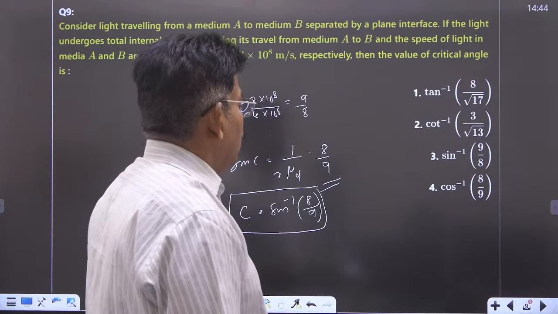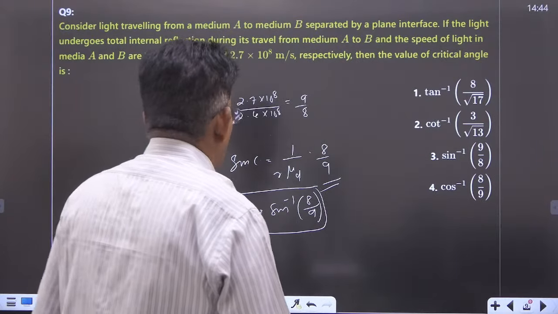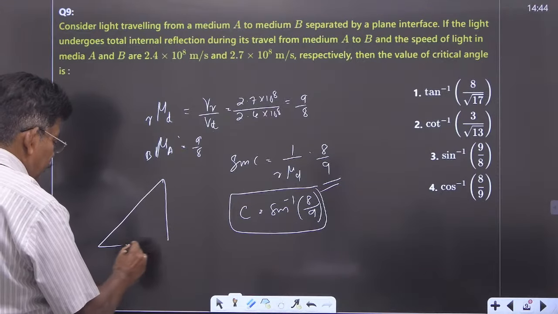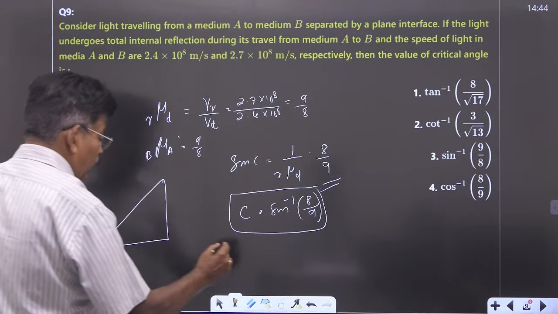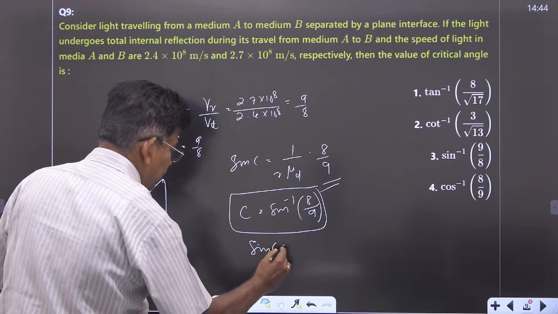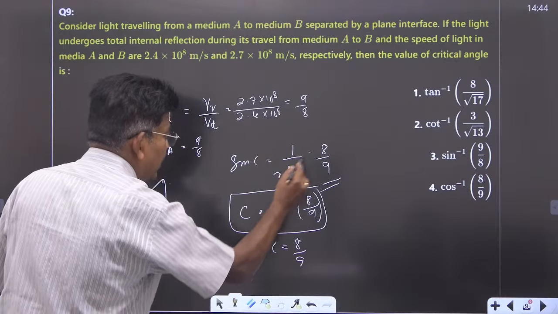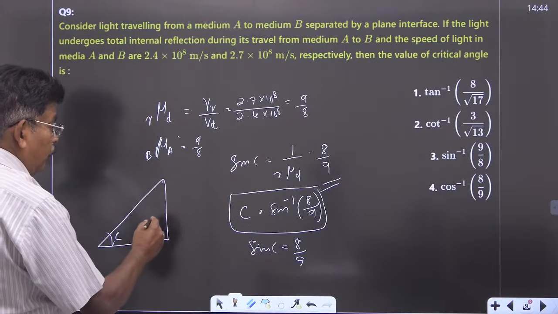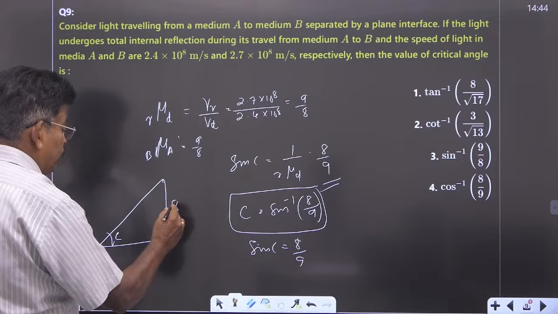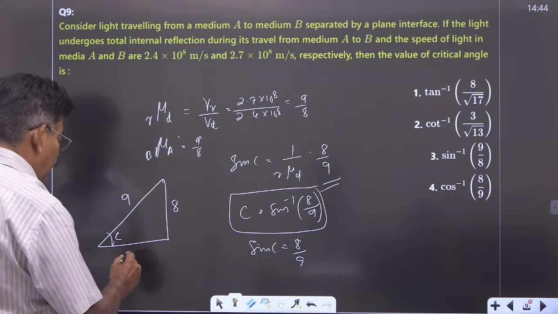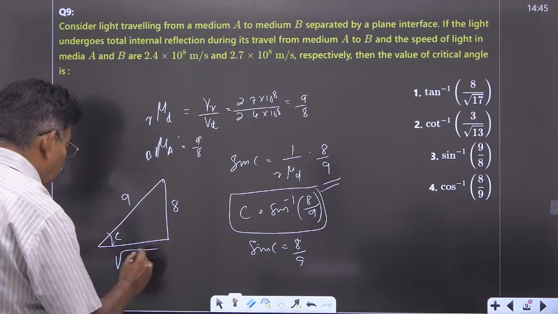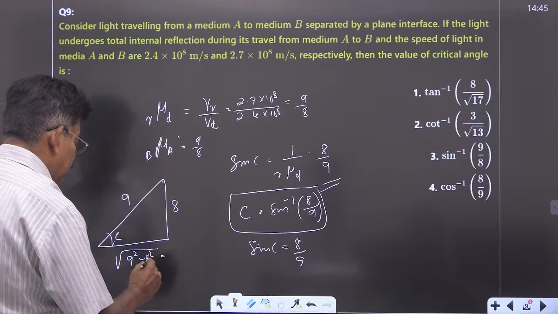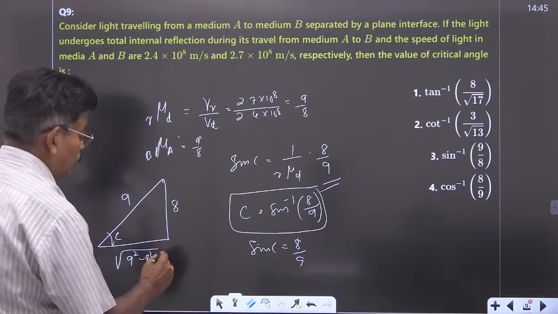So we don't neglect it, we try. How do you try it? An easy way: sin C is 8 by 9. Let us draw this angle C. Sin C means opposite side by hypotenuse. Opposite side is 8, hypotenuse is 9. Therefore, the adjacent side will be root of 9 square minus 8 square, that is root of 81 minus 64, that is root of 17.